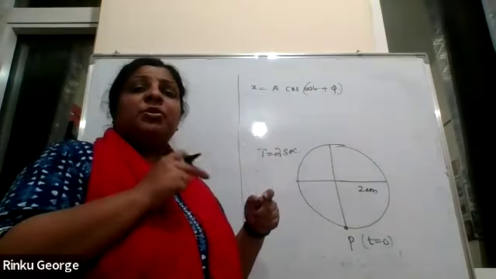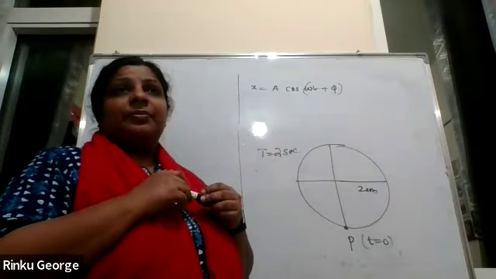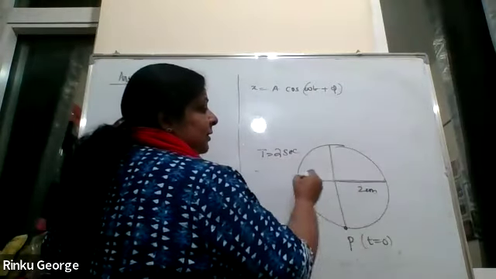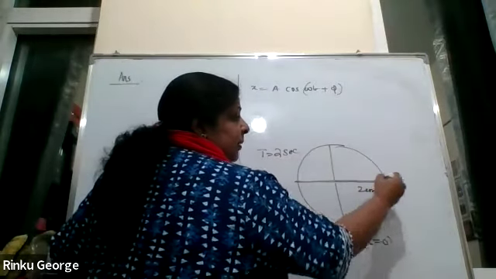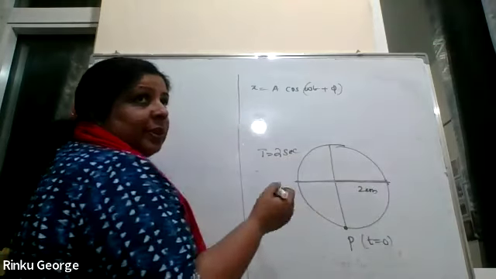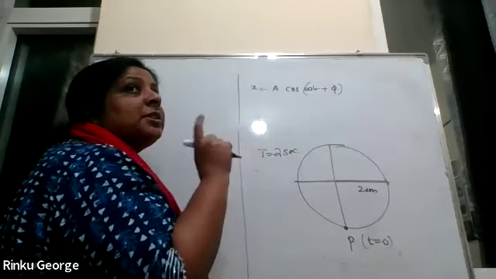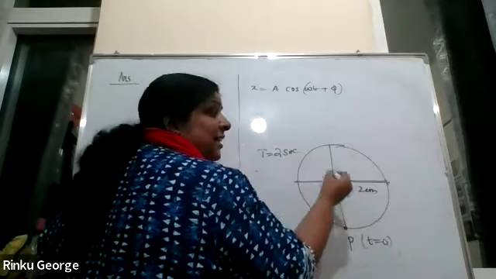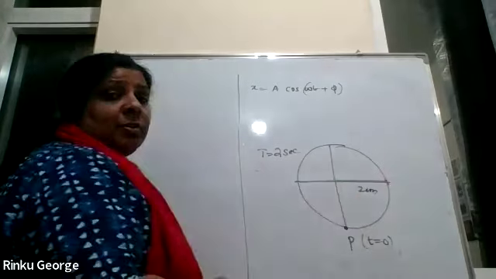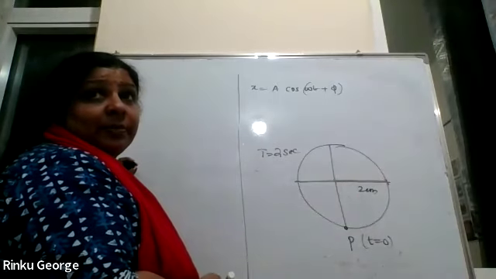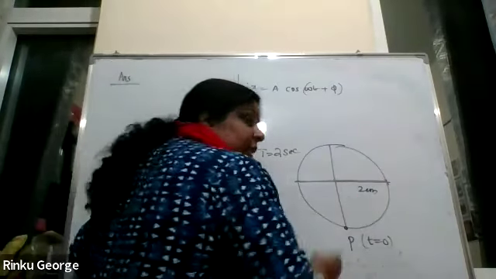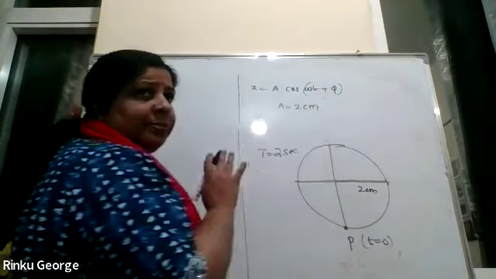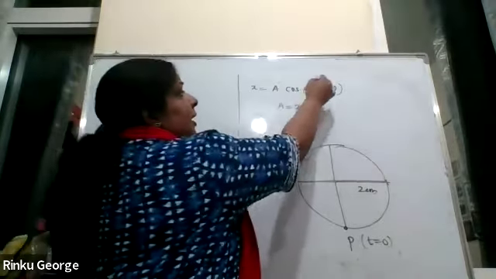What's the maximum amplitude in this case? The radius will be the maximum amplitude because it moves like this, right? So the maximum displacement is 2 centimeter from the mean position. It oscillates along the center, right? So A will be 2 centimeters. Just keep it. Now you have to find omega t.